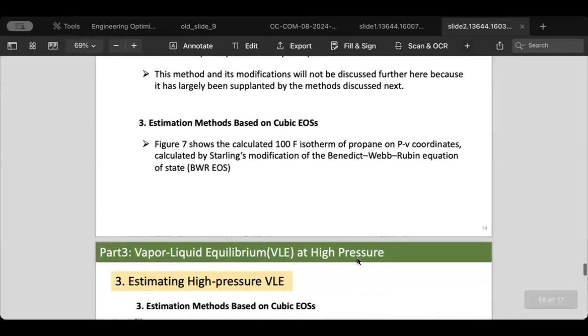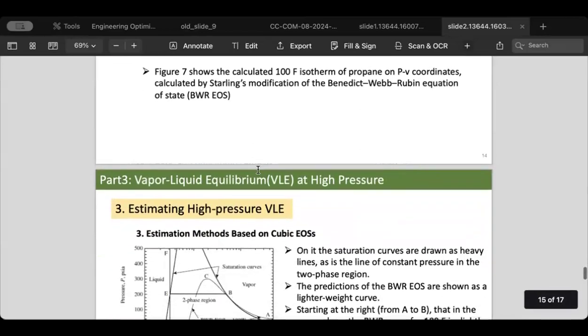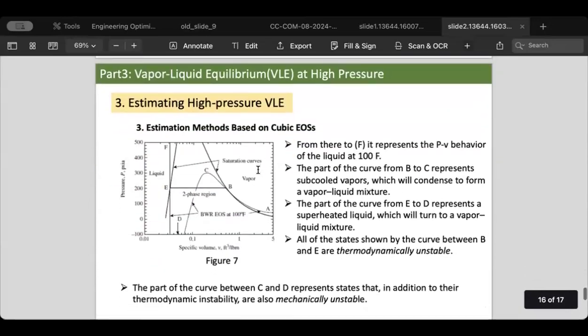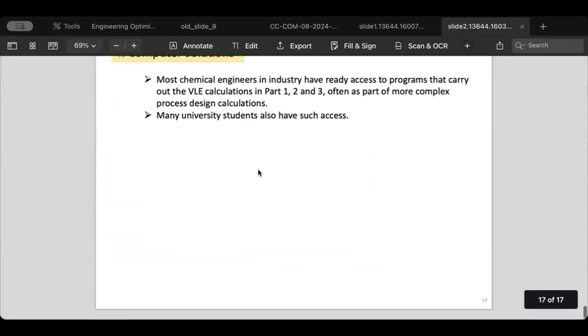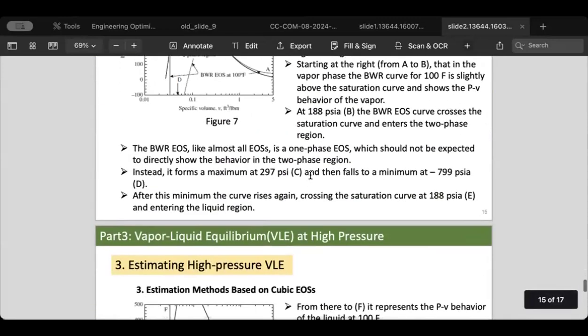Or you can use an EOS, a cubic EOS, to calculate the VLE directly. And of course, this requires computer programming to do that. You need a computer solution. So this is what happens at high pressure. For detailed calculation of this, you can consult the textbook.